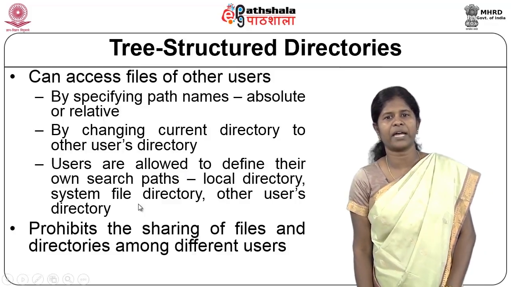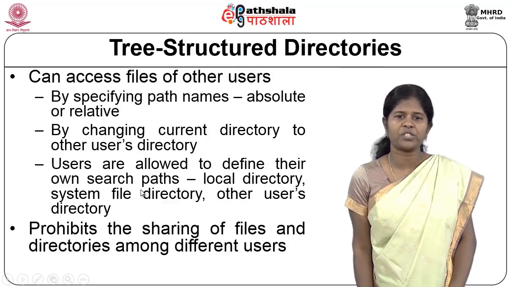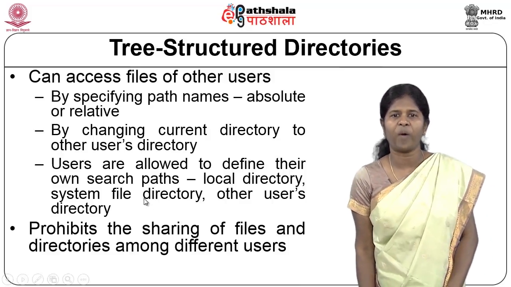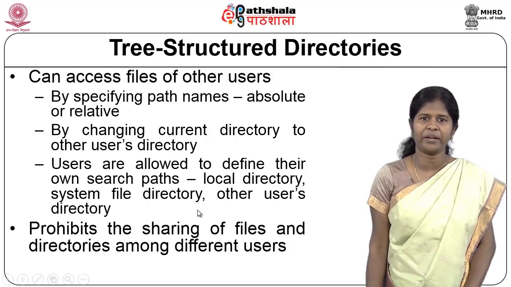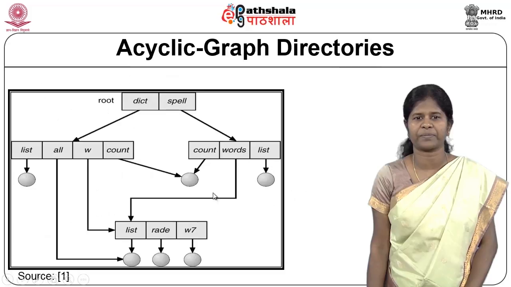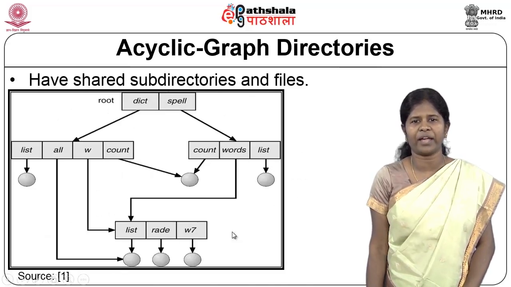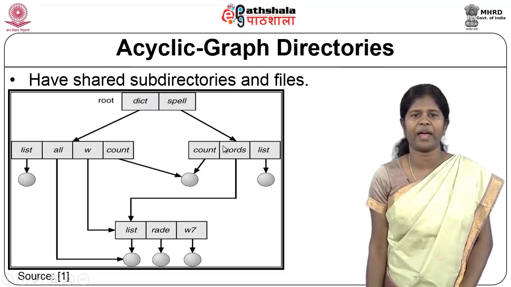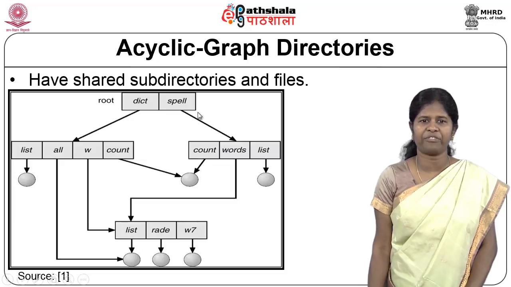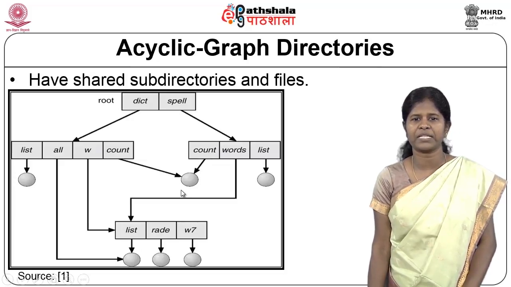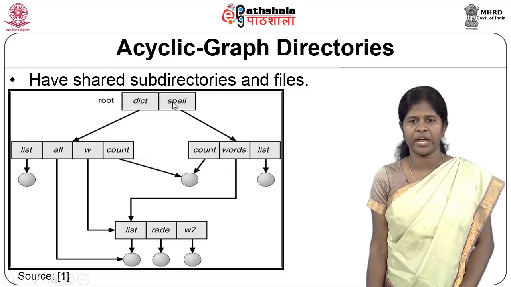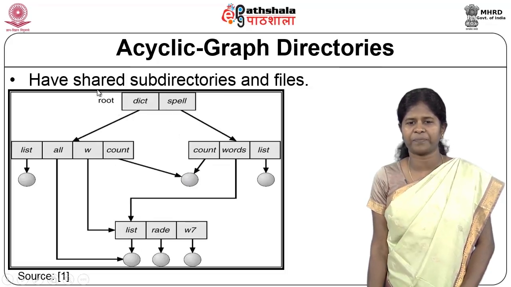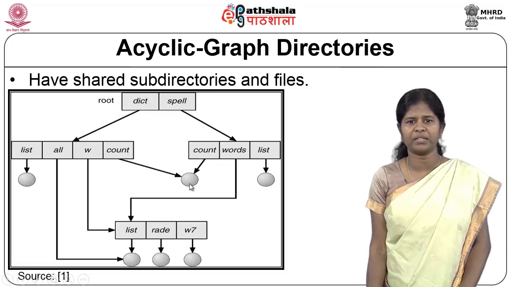But the problem here is that the tree structure directory does not allow the sharing of files and directories among different users. That is, one file may not be shared by different users. So, they came up with a different kind of structure called acyclic graph directories. In this, you can have shared subdirectories and files. Here you see that this file called count is shared by this directory spell as well as by this directory called dict. So, both the directories are sharing the same file.